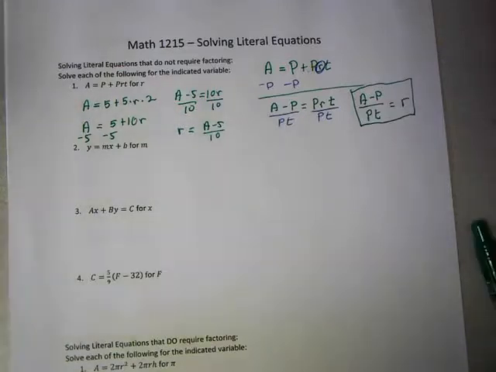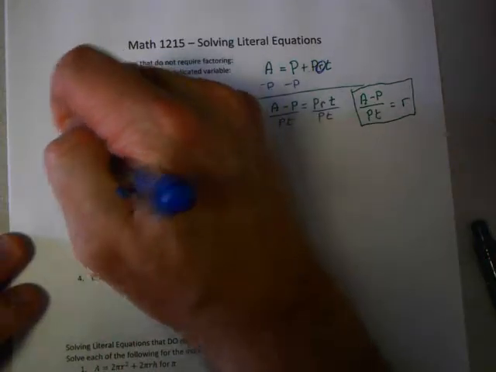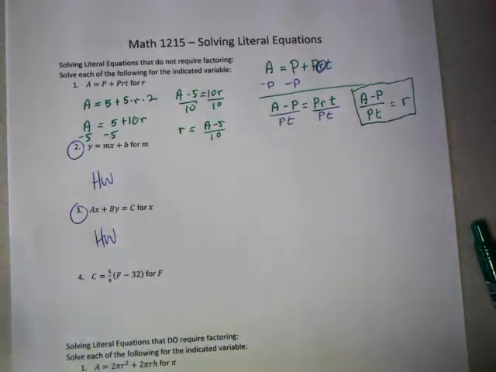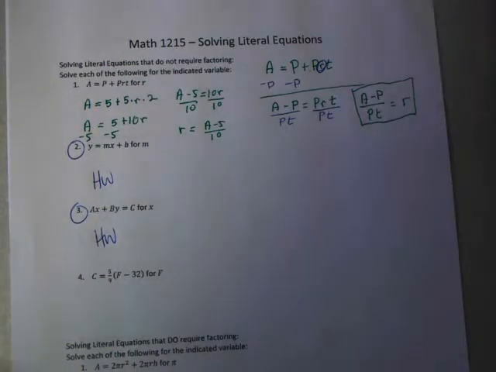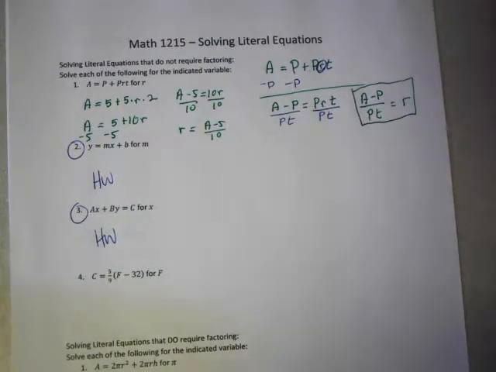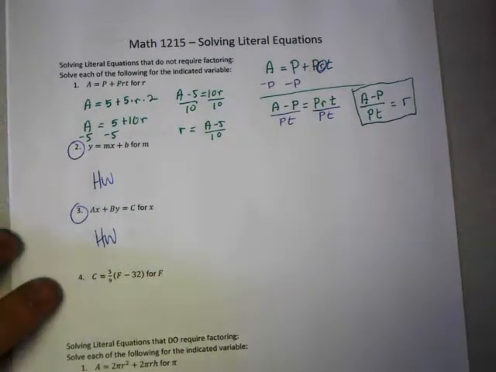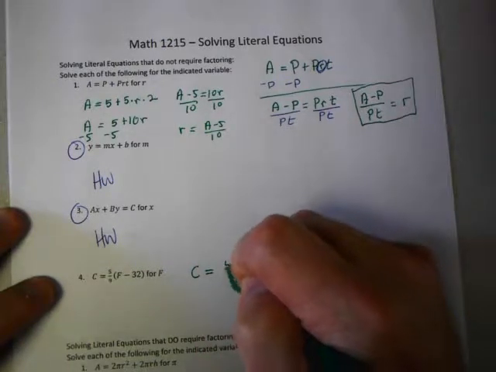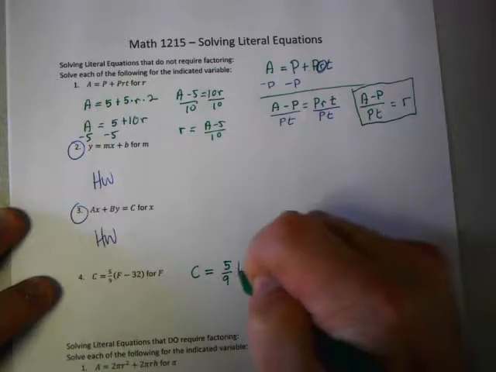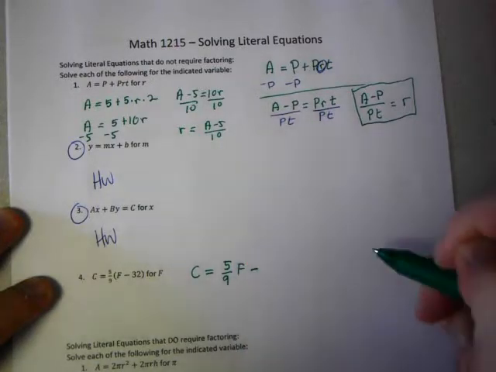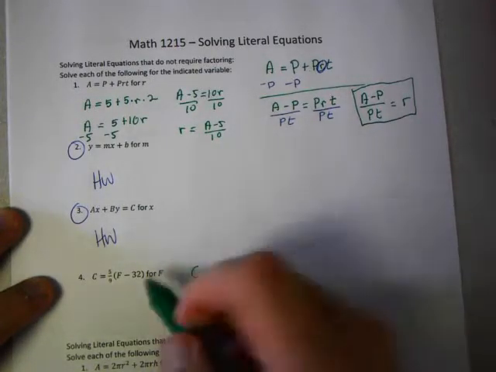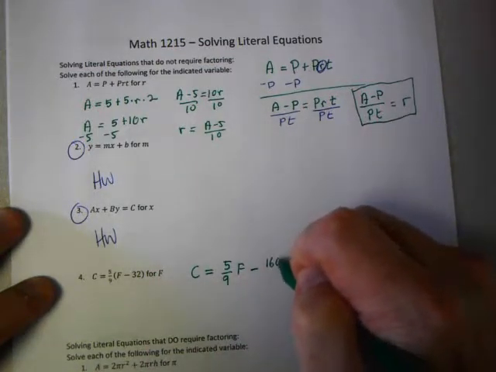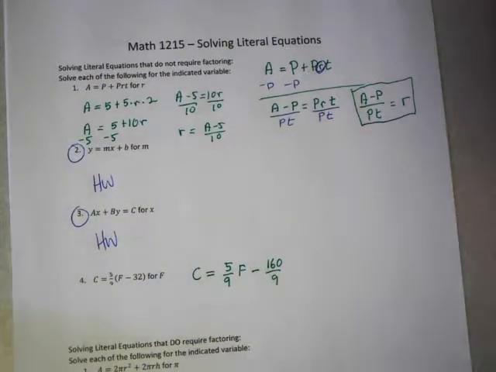Alright, I'm going to skip down to 4, but you're going to do 2 and 3 for homework. I'm skipping down to 4 because it's got that fraction, and that fraction tends to upset people. What I would do on 4 is I would begin by distributing. So I would write this as C equals 5/9 F minus, I think of 32 as being 32 over 1. I multiply tops, multiply bottoms. I get 160 over 9.